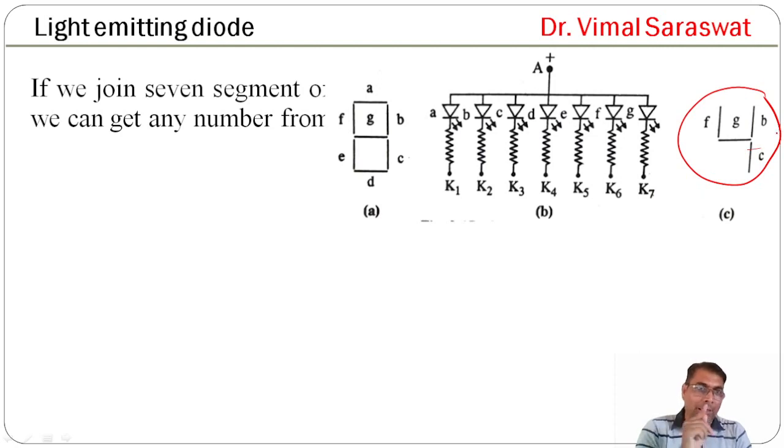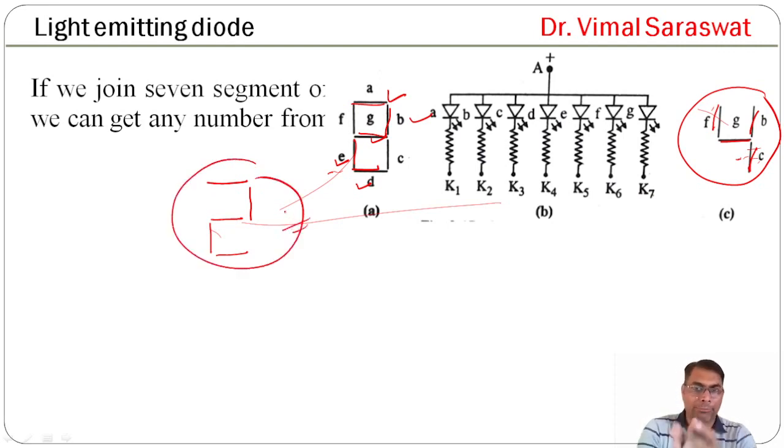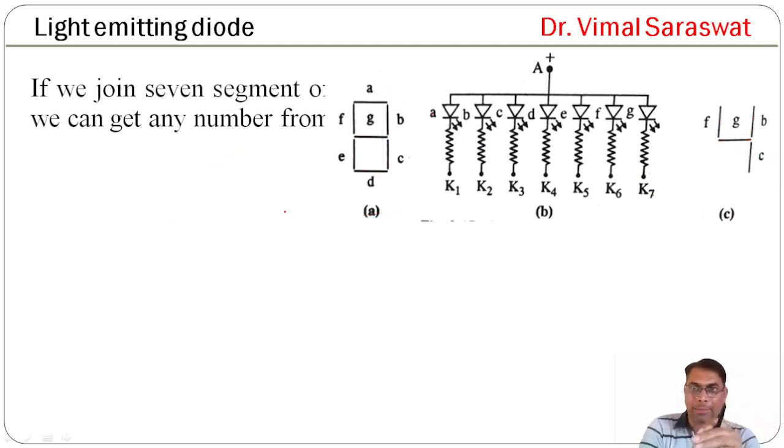So to get 4, the F, G, B and C LEDs are lighted up, and if we want to get the number 2, then 2 is this figure. So A, B, G, E and D. If the A, B, G, E and D LEDs are lighted up, then we get the number 2. So in this way we can get any number from 0 to 9 by using a 7 segment LED.